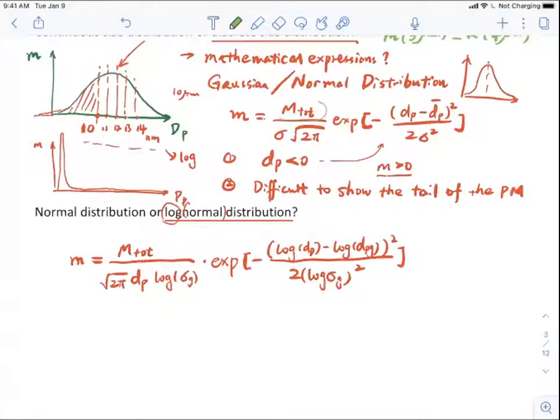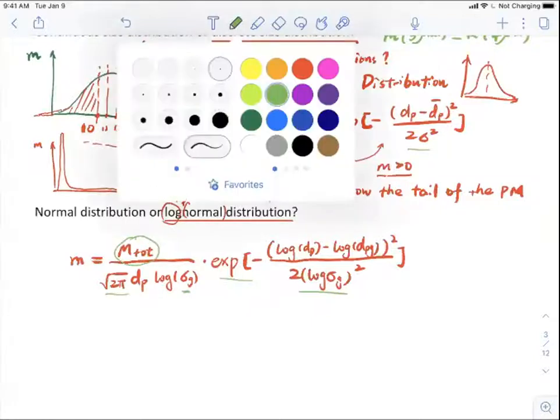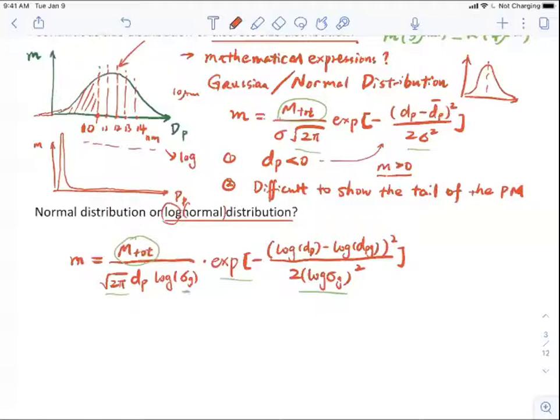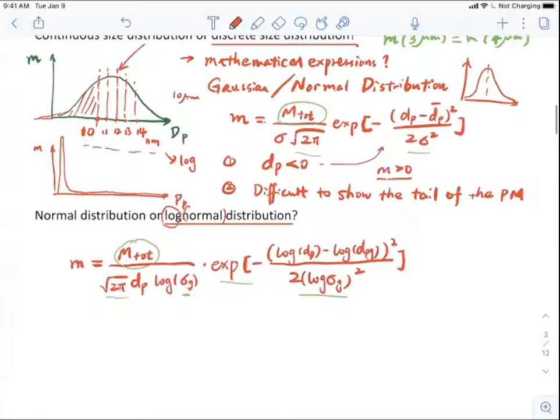You have the M total, which is the total mass of the particles, on the numerator, right? And then you have the square root of 2 pi, right? You have the sigma g, which is the standard deviation, right? And then in the exponential term, you also have the squared and also the sigma g in the denominator. Okay, so a lot of the terms are the same, but there are some advantages of using the log normal size distribution. It's better compared to the normal distribution on these two aspects.